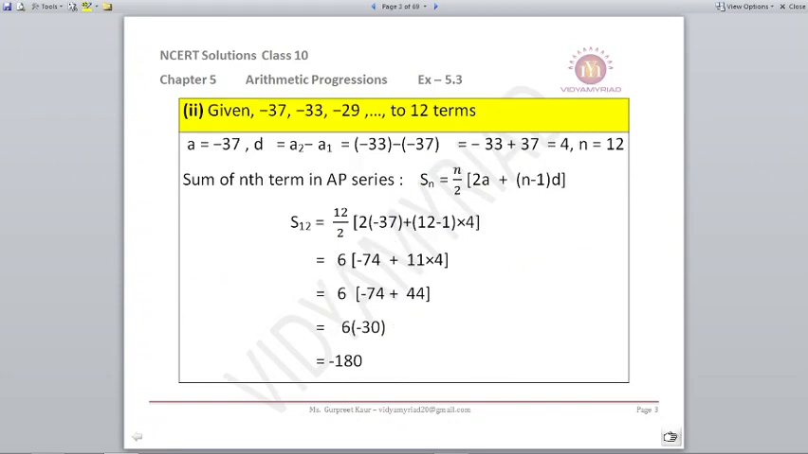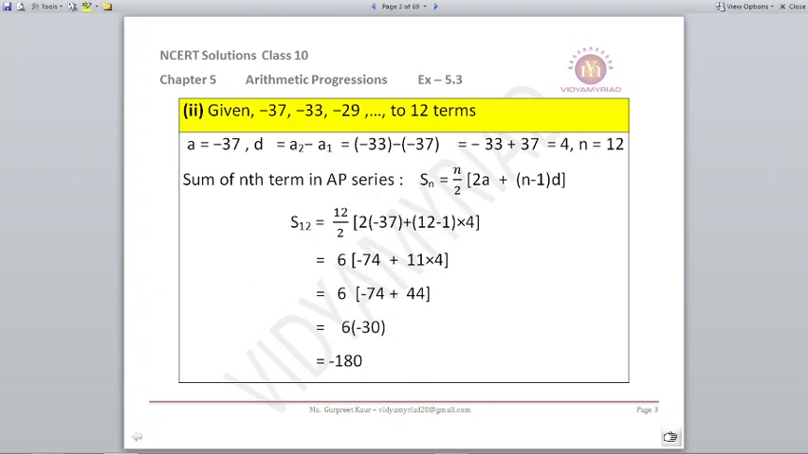Second part. Minus 37, minus 33, minus 29, so on to 12 terms. So we have to find out the sum of 12 terms. We have a as minus 37, d comes out to be 4 after subtracting, and n is 12. So S12 we will find out by putting it in the formula n upon 2 [2a plus (n minus 1)d]. So n is 12, a is minus 37 and d is 4.